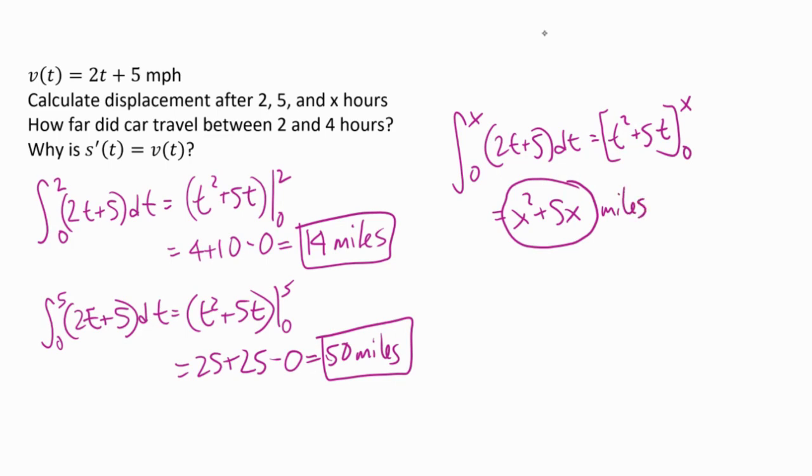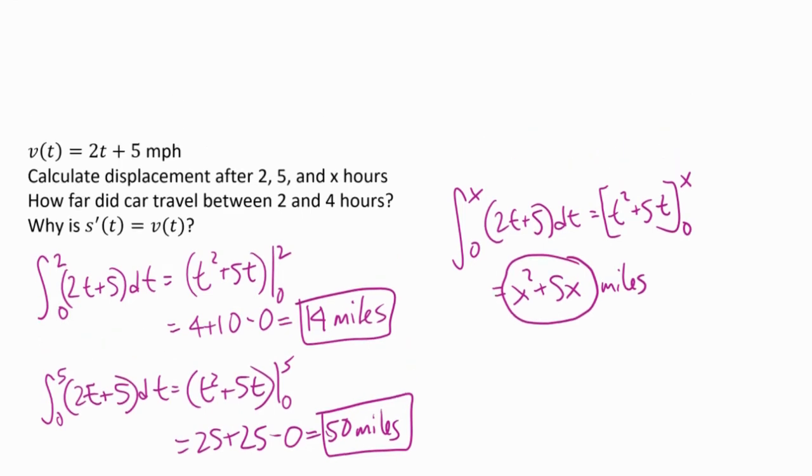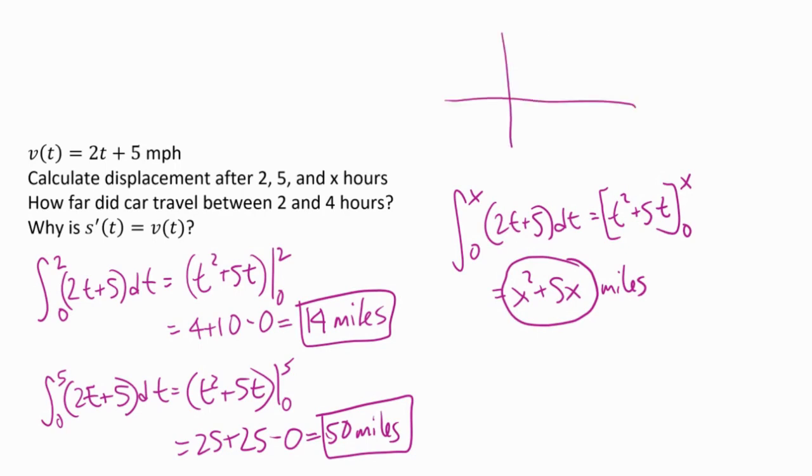How far did the car travel between 2 and 4 hours? So this is not a great question because it's not super clear whether they're talking about displacement or total distance traveled. But because it says how far did the car travel between 2 and 4 hours, you know what? It doesn't matter because in this case, it's going to be the same. The reason is 2t plus 5 between 2 and 4 is already all above the x-axis. So my area will always be positive anyway. So in this case, my displacement will be the same as the total distance traveled because there is no negative area.